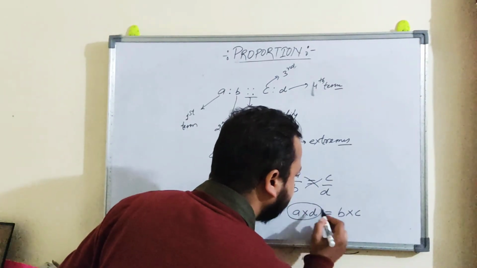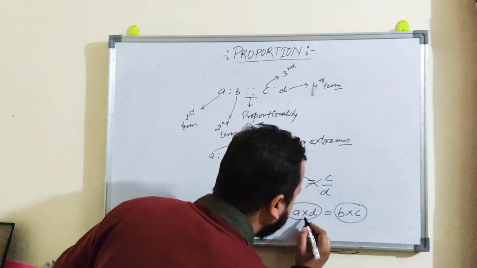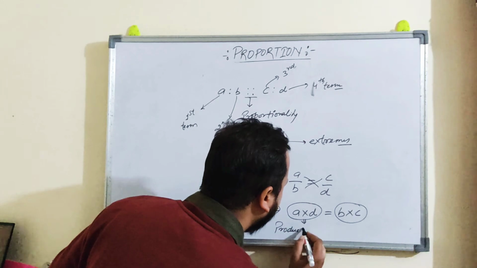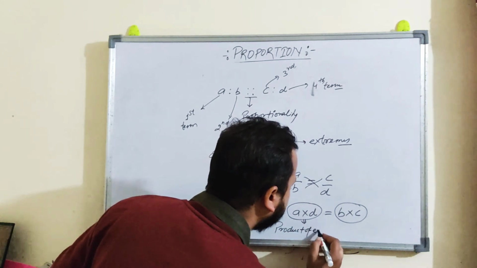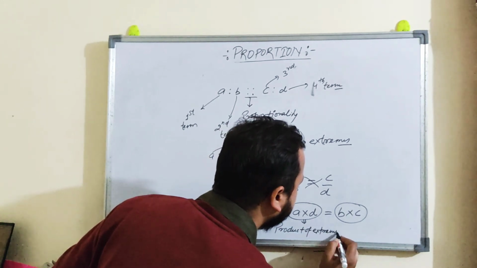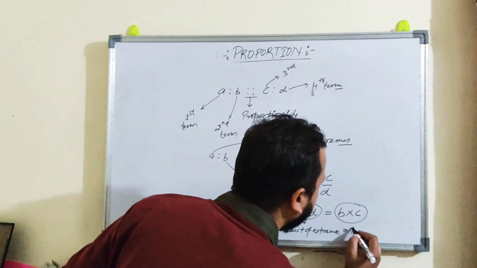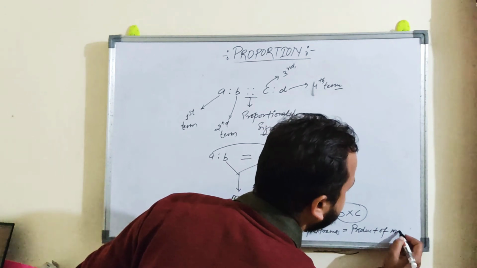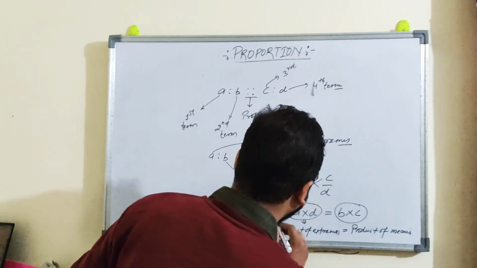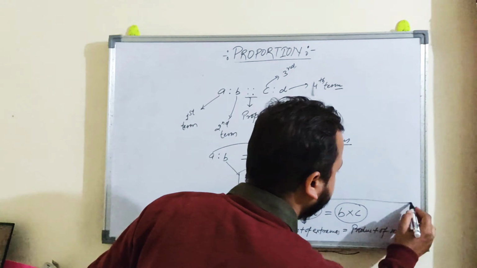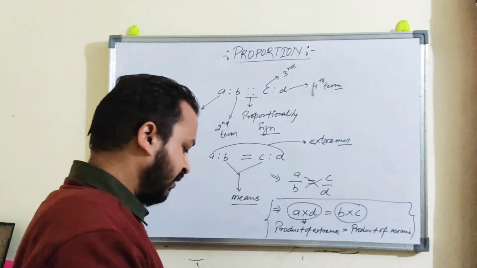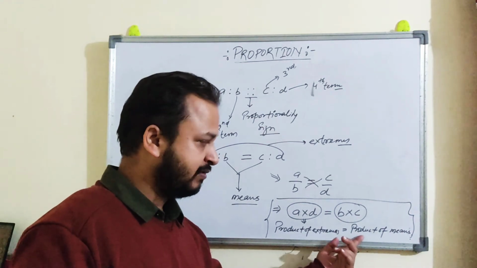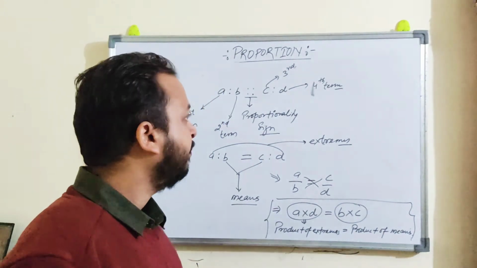And this one is known as product of extremes is equal to product of means, and this is very important. The questions will be solved by using this. Product of extremes is equal to product of means.